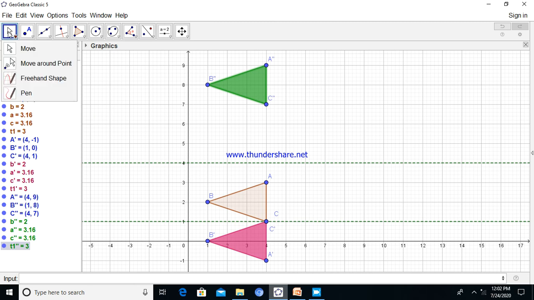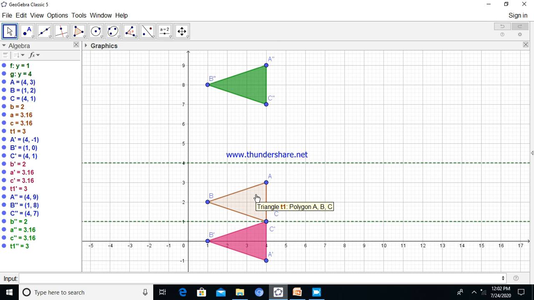Now what is the single transformation equivalent to this combined transformation? Instead of doing reflection on y equals 1 or y equals 4, how can we get A double dash B double dash C double dash directly from ABC? So what we have done, we have explored from inspection. If we do translation by the vector (0, 6), then it is possible. So I'll check that graphically as well. Now for that, let me select this point. One more point, let me select.